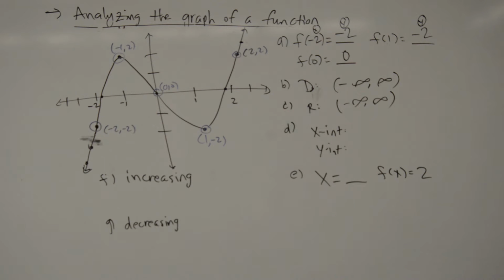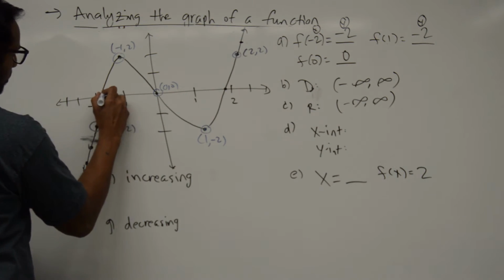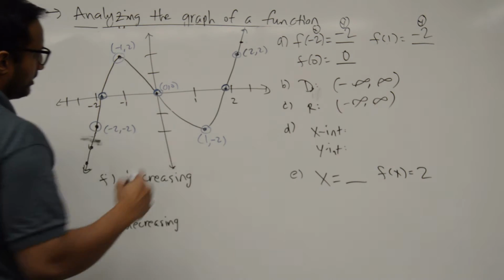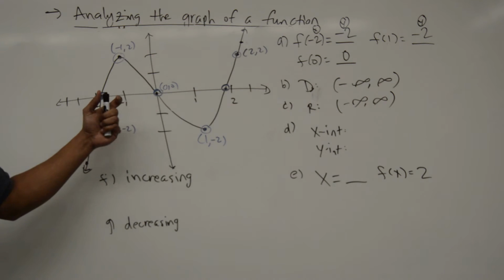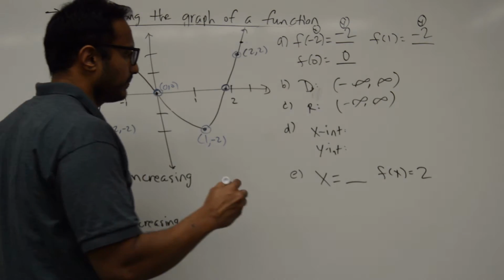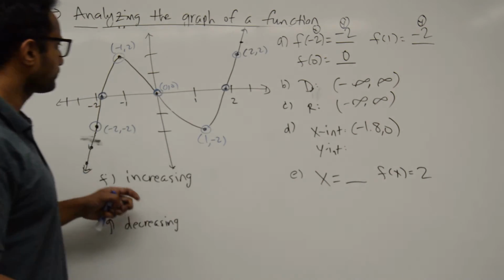Okay, what are the x-intercepts? The x-intercepts are points where the graph crosses the x-axis. Okay, so I'm going to circle them. Cross the x-axis here, here, and here. Now these points are not labeled, they're approximations. So I'm just going to approximate. That kind of looks like negative 1.8. So my first x-intercept is negative 1.8 comma 0.